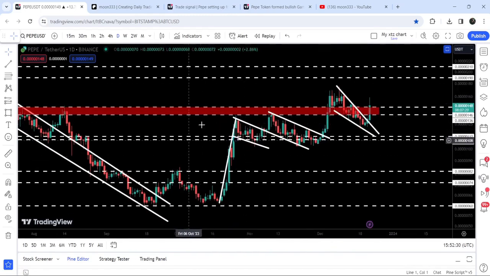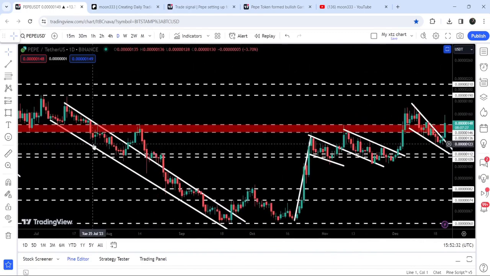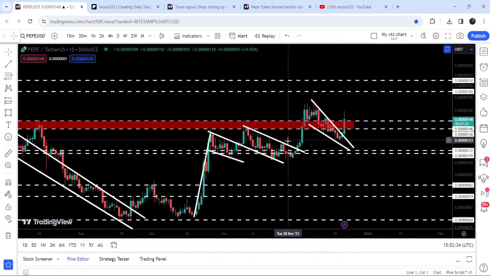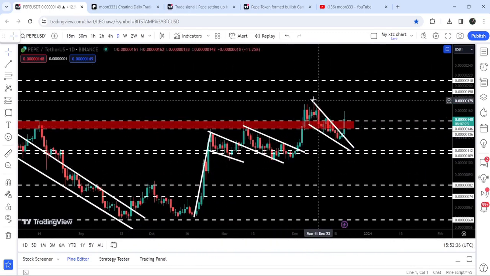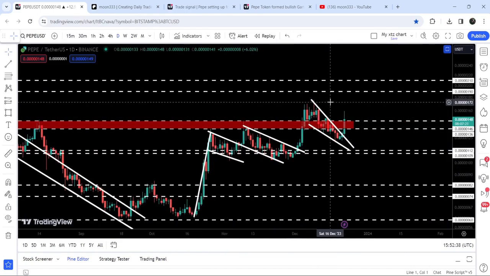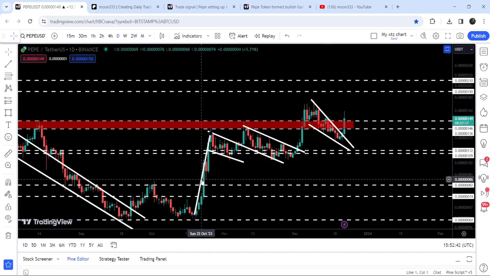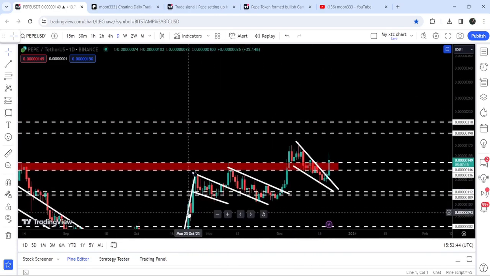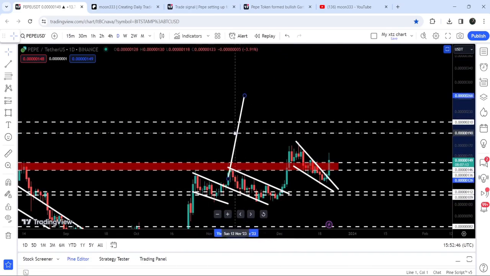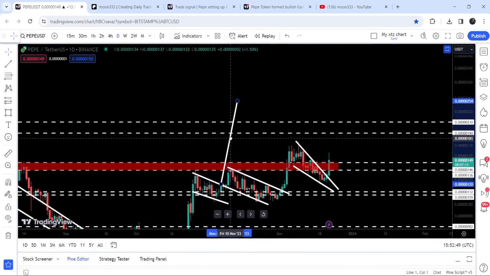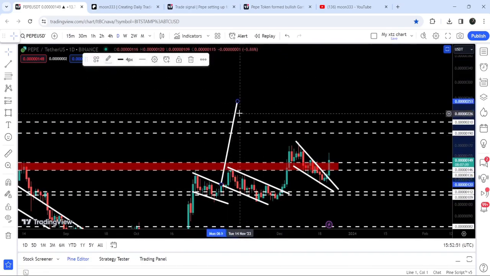Previously, we have already broken out this bull flag as well as this down channel. Now if you take a look at the target for this wedge, the target for this breakout is here at the top of the wedge, approximately at 172. And the target for this bull flag breakout is here, approximately at 250. So this was the update so far.